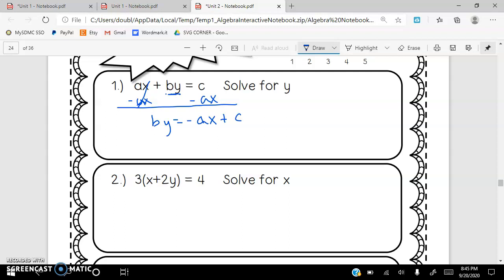Okay, now in order to get rid of that b, remember b and y are multiplying, so the inverse of multiplying is dividing. So this b goes away, and now our answer is y equals negative ax over b plus c over b.